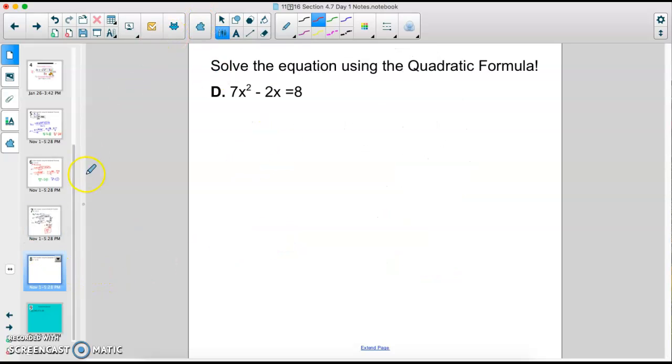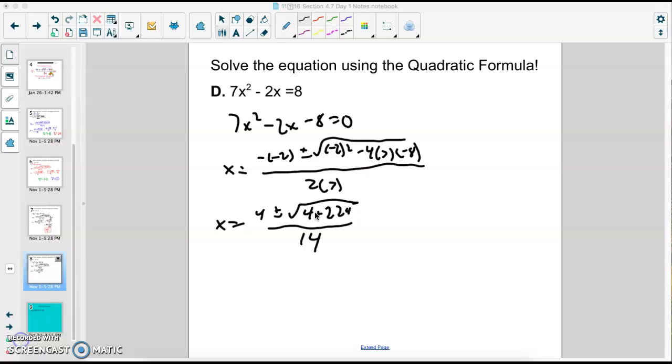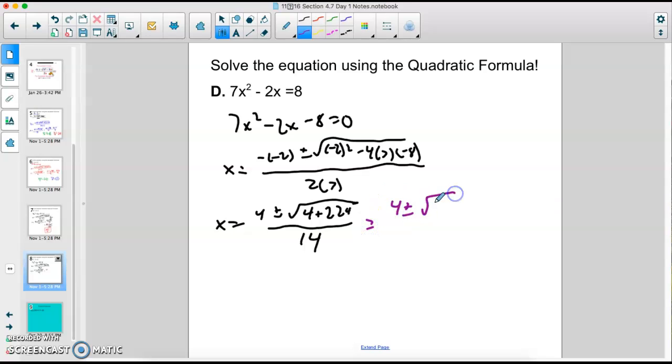Okay, and now the last one, you set it up, I'll set it up, and then we'll meet back together. All right, and we're back. So I got this far, and hopefully you got close to this far as well. So when we continue to simplify, we get the square root of 228 over 14.